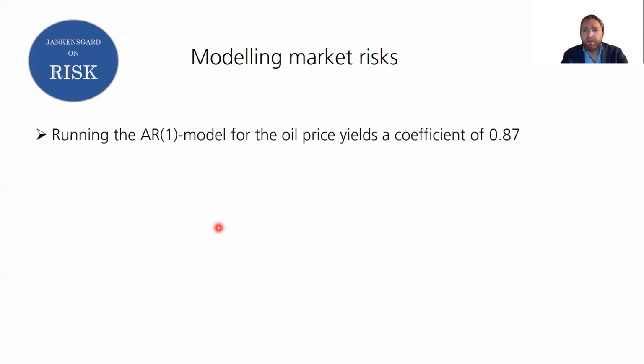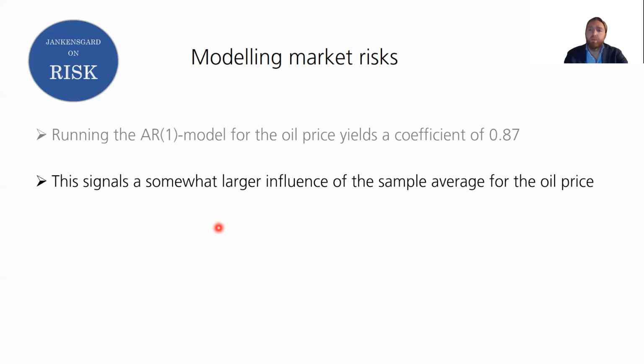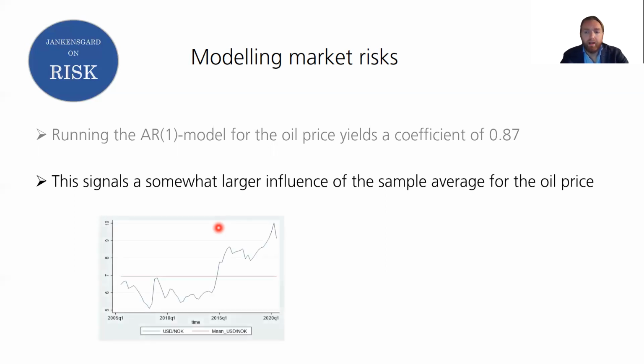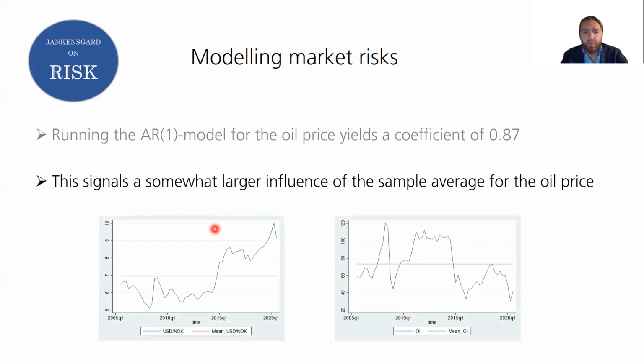If we do it for the oil price, we get a somewhat lower estimate for the coefficient, 0.87. So this must mean that the influence of the sample average for the oil price is greater. So we can get a larger improvement in the forecasting ability of the model from incorporating the sample average. And if you compare the graphs, well, that seems to make some sense. I mean, obviously here, sample mean contains very little information for the next period's price.